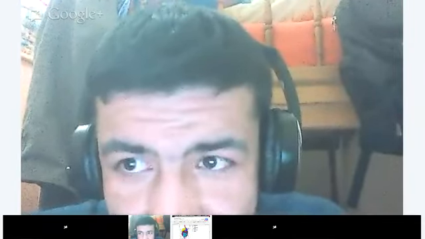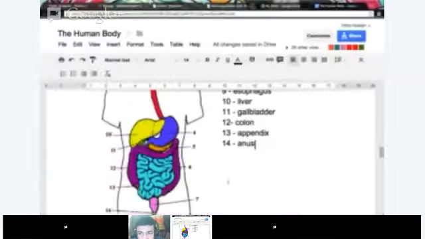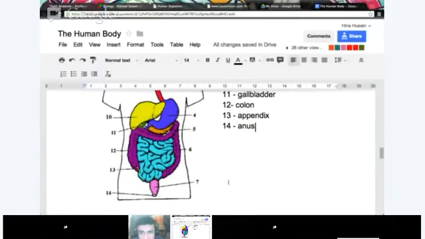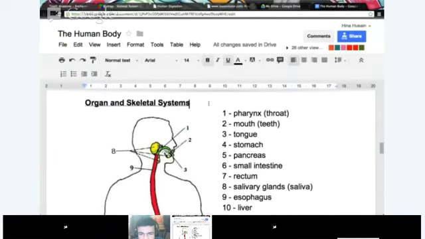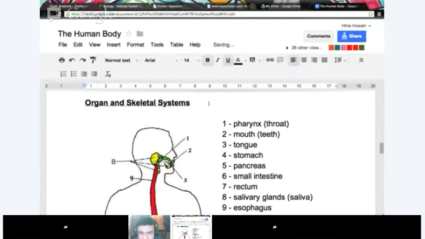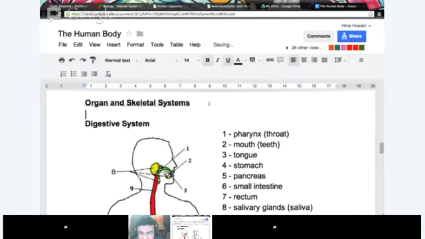Is it the source of waste? Yes, it's a source of waste. So the waste from your body comes out of your anus. Okay, got it. Perfect. Awesome. Does anybody have any questions about the digestive system? So I'll just label this. This was the digestive system. Okay. Any questions about this one? Anything that we're unclear on?